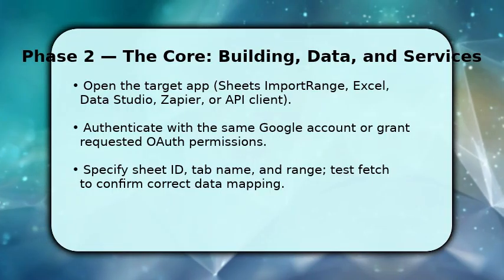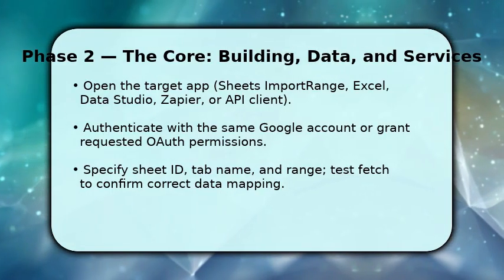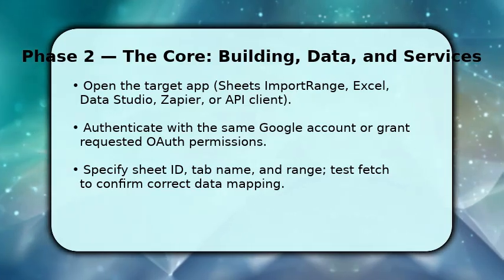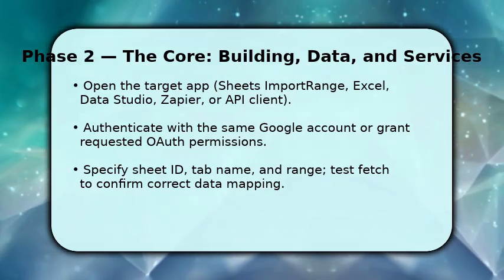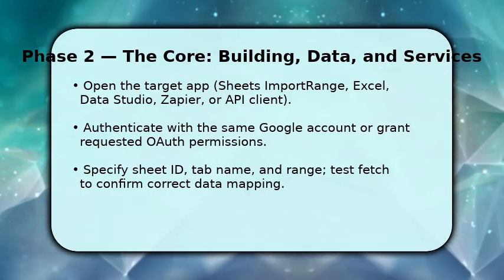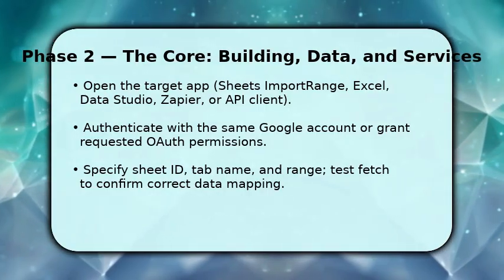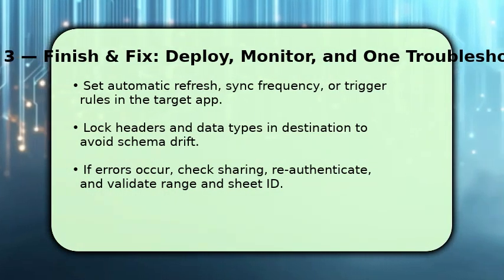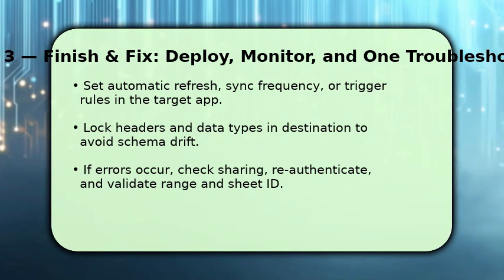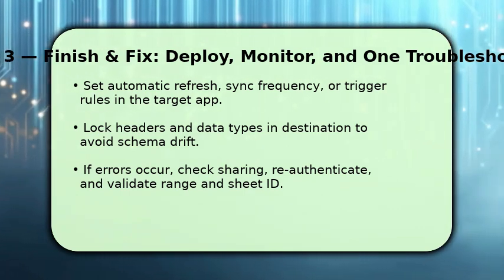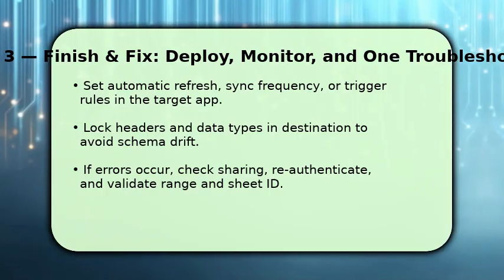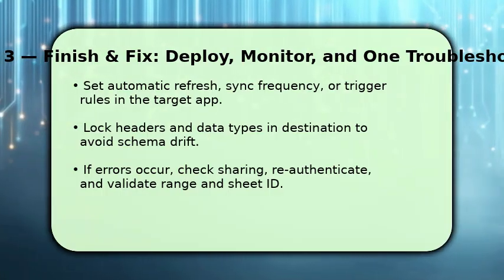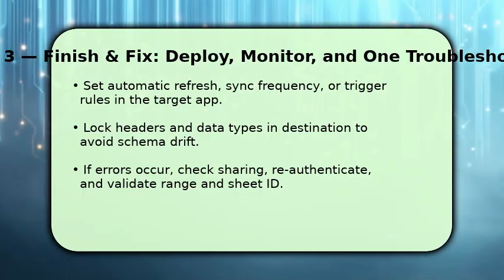Specify the tab name and exact range like Sheet1!A1:D100 so only needed data is pulled. Once you test fetch the data, review column headers to ensure they map correctly before automating further. Finish by configuring updates. Set a refresh schedule or webhook triggers so your link stays current. Make sure headers are locked and data types set in the destination to prevent schema drift when new rows arrive.